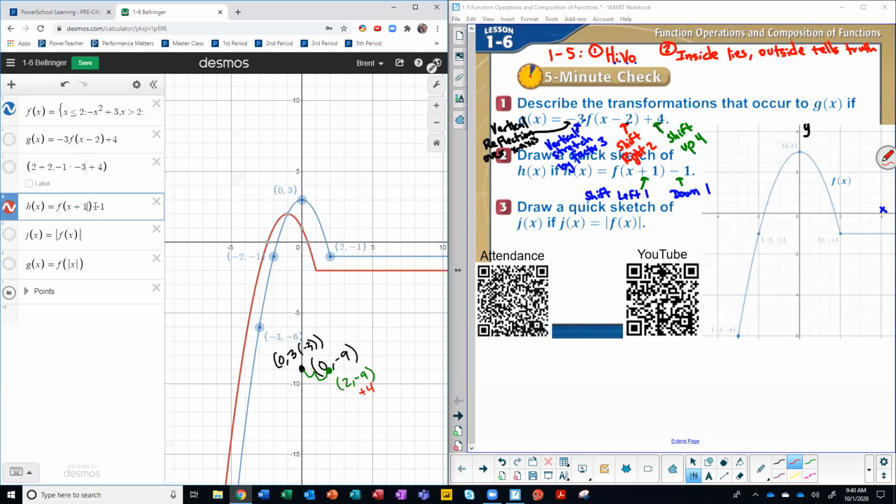Left 1, down 1. Is that what happened from the blue graph to the red graph? Did it go left 1, down 1? You see how that worked? Am I making sense or am I confusing you?